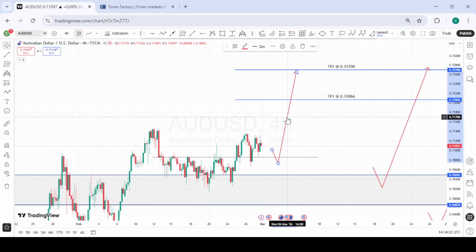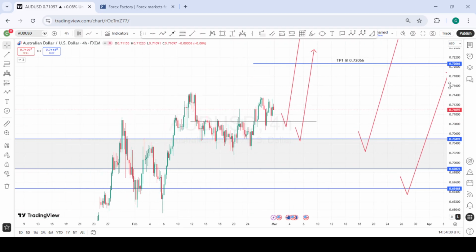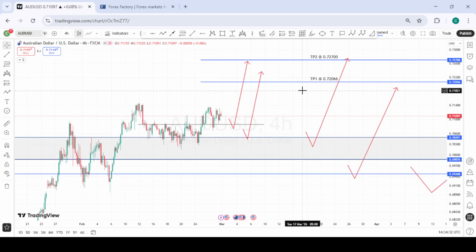Should price pull back a little bit deeper into the zone again, we'll still be interested in looking for the buying opportunities to the upside. So we are still very bullish for AUDUSD for the coming week.